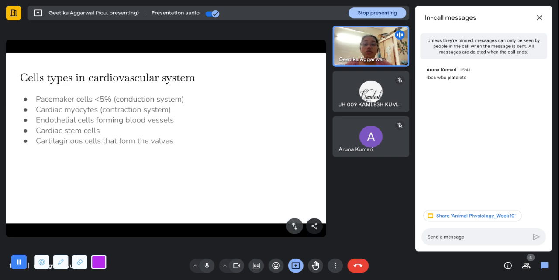Apart from this, there are also the cartilaginous cells that form the walls. So these bicuspid, tricuspid, and the semilunar walls, these are again formed by a different cell type, which is much more cartilaginous than the other cell type because it needs to keep the blood in place, and it needs to fight pressure, and that is why these cartilaginous cells form these walls. So these are the five different cell types that are present in the cardiovascular system, and the ones that you mentioned are the different cell types present in the blood.